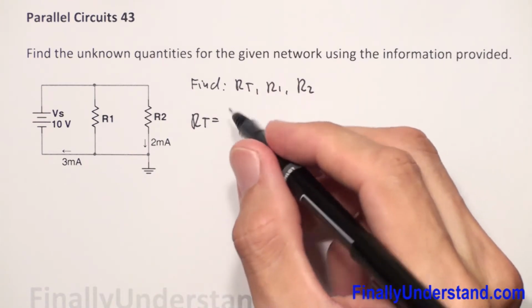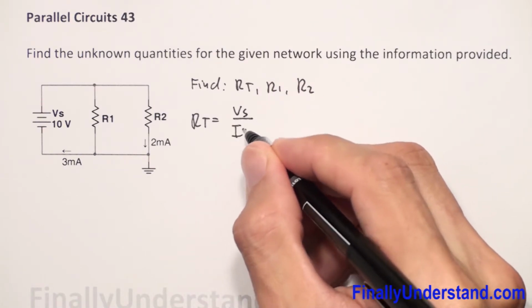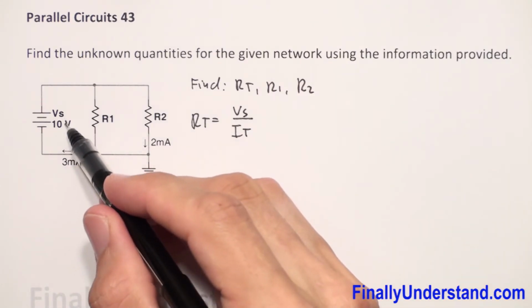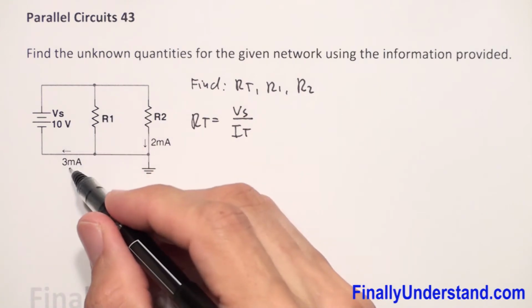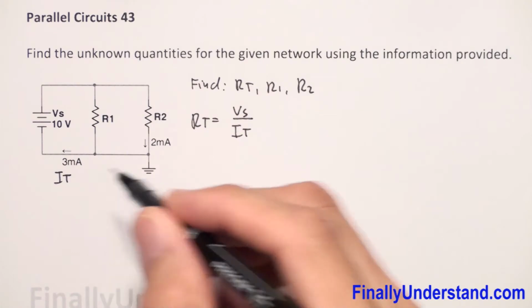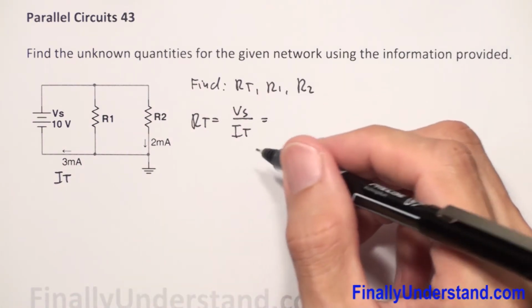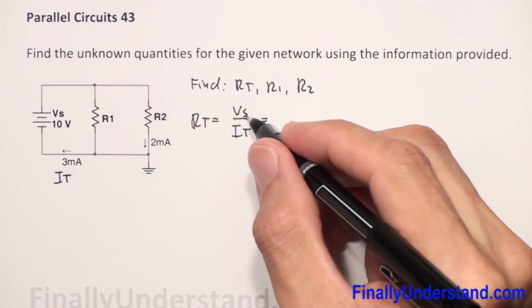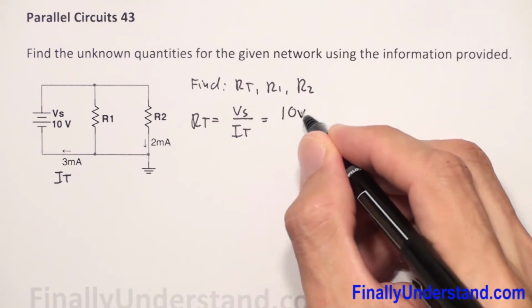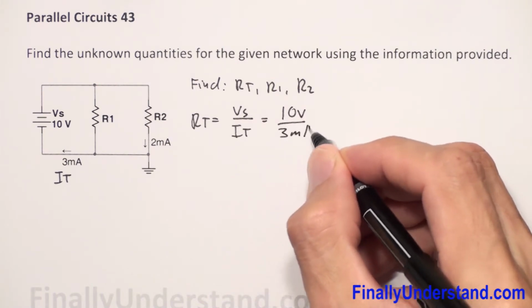R total is equal to the voltage source over I total. Please notice that the voltage source is given. And I total, this current, is given as well. So I simply plug the numbers into Ohm's law. Voltage source is equal to 10 volts, divided by 3 milliamps.